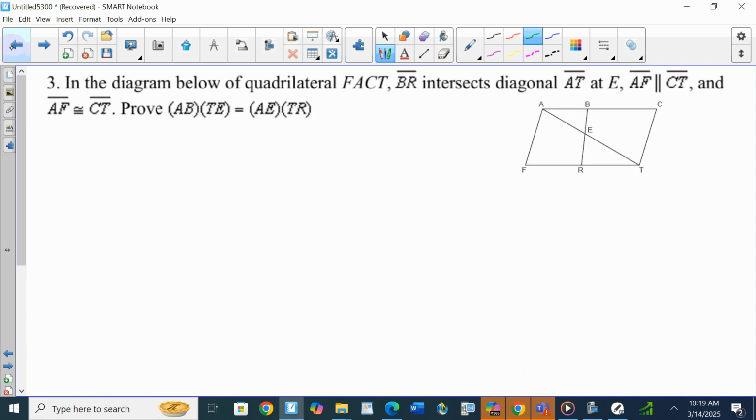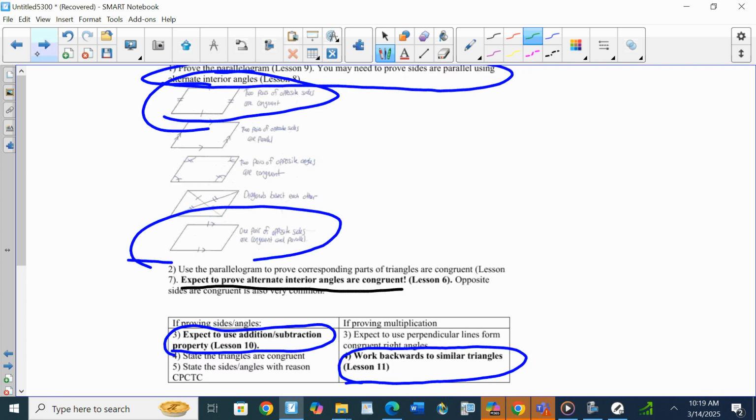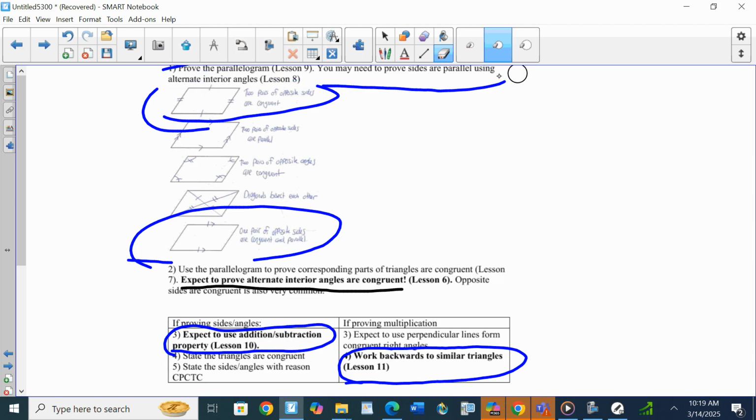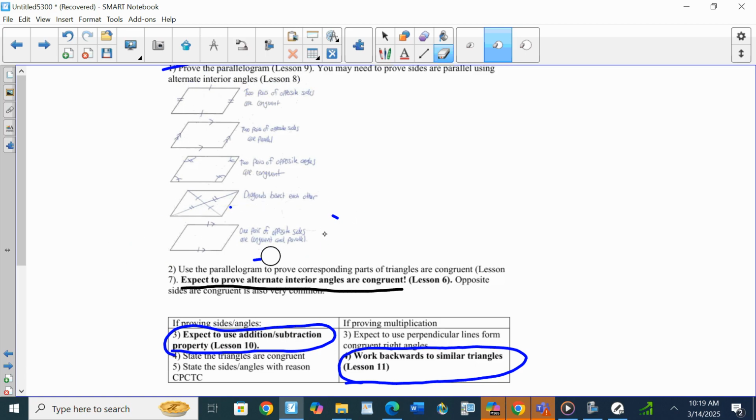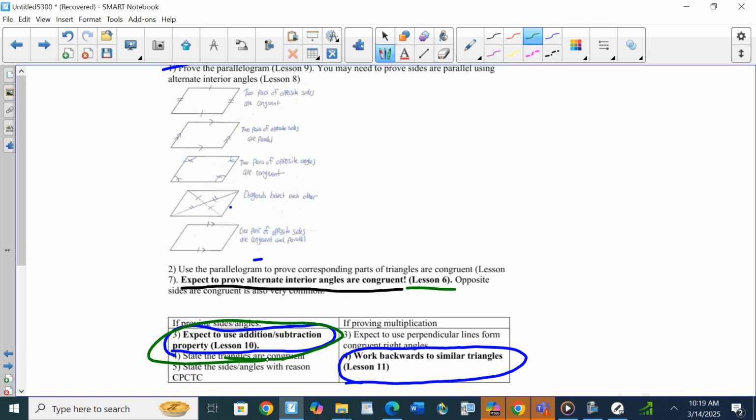It's really not an impossible lesson if you know all those prerequisite lessons. And if you look back at the notes, there's a lot of prerequisite lessons. It says we have to prove the parallelograms. That's lesson 9. We had a lesson on that. Using alternate interior angles, that was lesson 8. We had a lesson on that. Expect to prove alternate interior angles. We did a lesson on that. We have to use the addition subtraction property. We had a lesson on that. We have to be able to prove multiplication. We had a lesson on that. So all those things you need to understand. And once you do, this really isn't undoable.